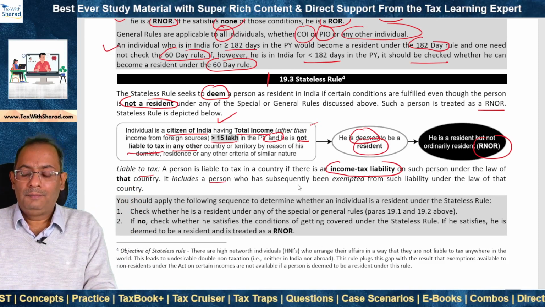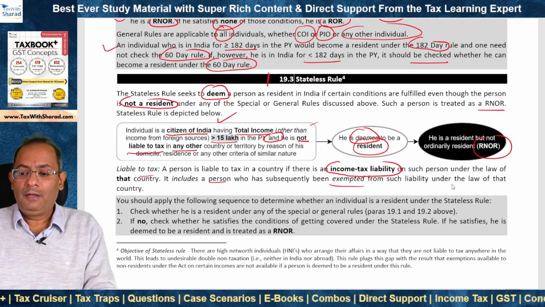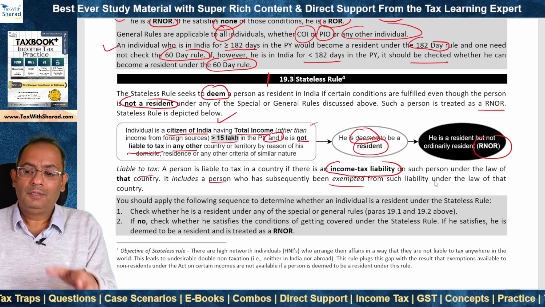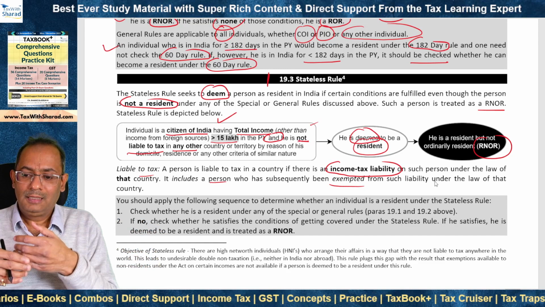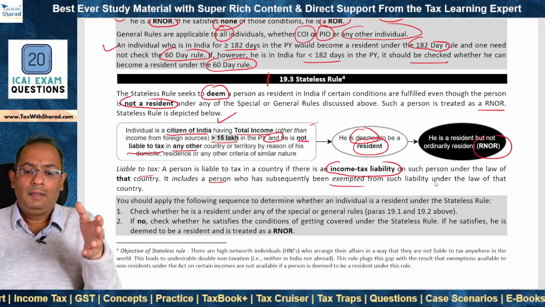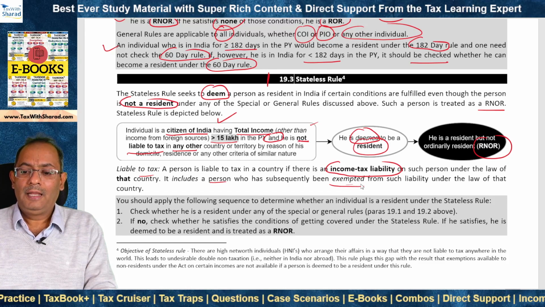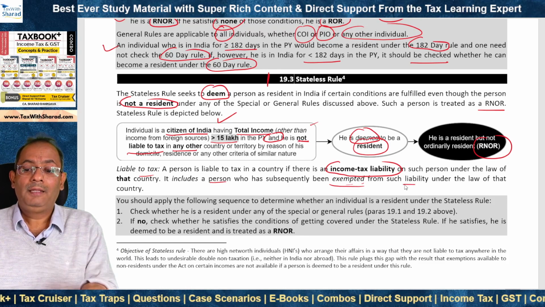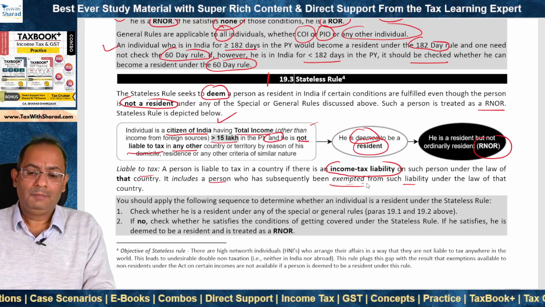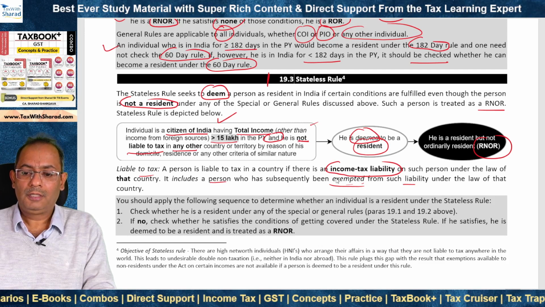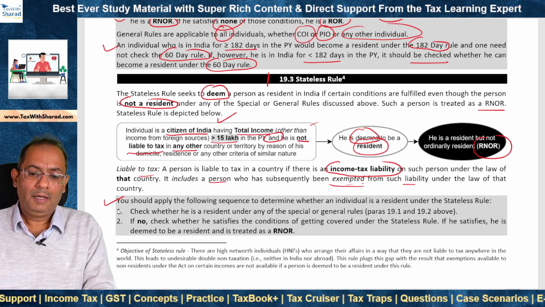What happens where a person has been subsequently exempted from such liability under the law of that country, right? So the person is liable to tax, but he has been exempted, so he is not required to pay any tax. In such case, the person is liable to tax because though there is an income tax liability, the person has been exempted from such liability. It doesn't mean that the person is not liable to tax. It means even in such case that the person is liable to tax, and therefore stateless rules won't apply in such case. So what is the sequence to be followed under the stateless rule?